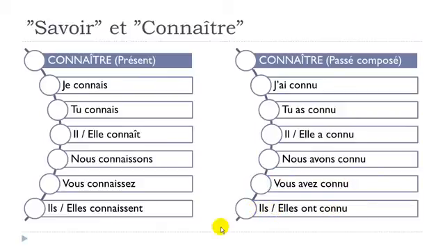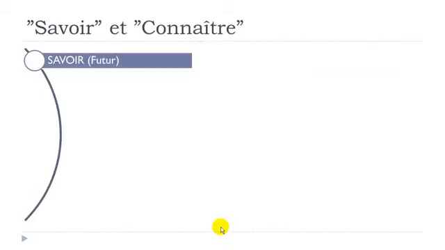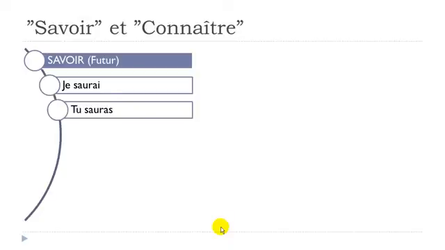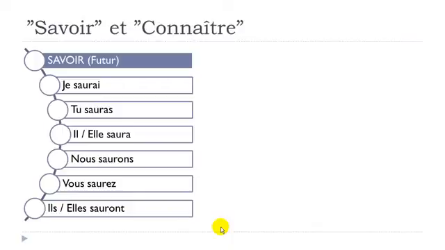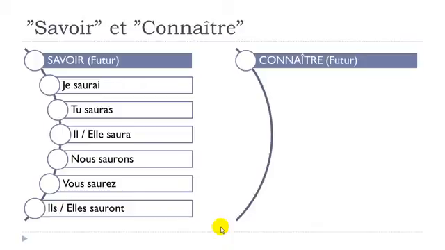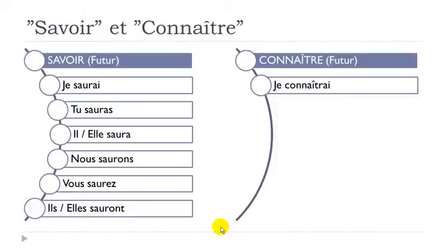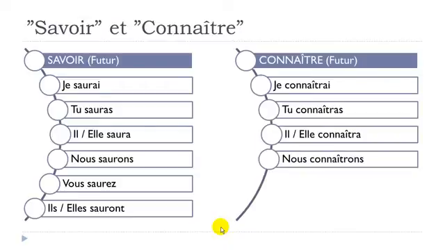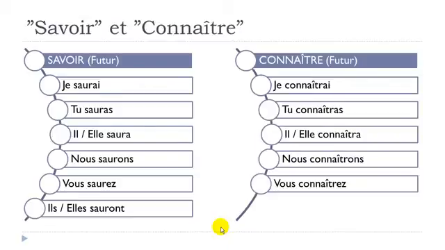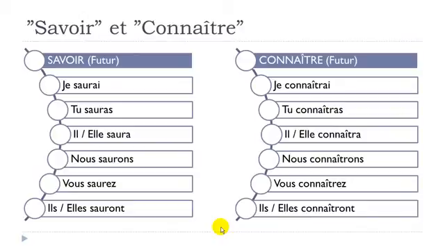Now for the future form, as it was introduced in the previous lesson, Unit 6. Savoir in the future goes like je saurai, tu sauras, il saura, elle saura, nous saurons, vous saurez, ils sauront, elles sauront. And then connaître at the future form: je connaîtrai, tu connaîtras, il connaîtra, elle connaîtra, nous connaîtrons, vous connaîtrez, ils connaîtront, elles connaîtront.